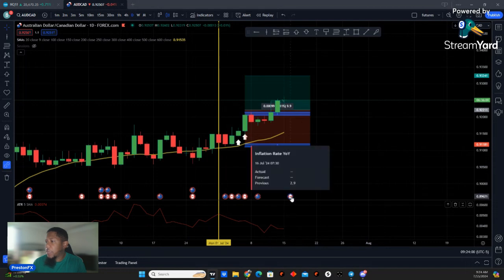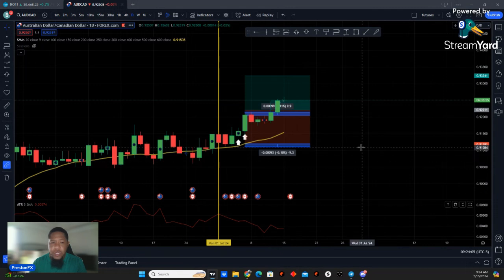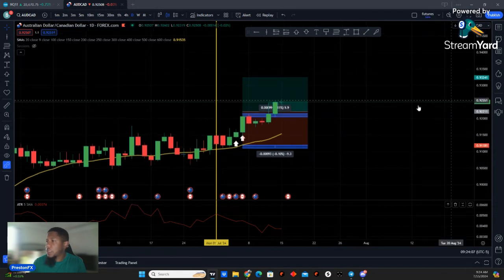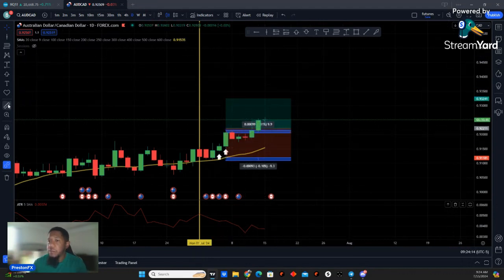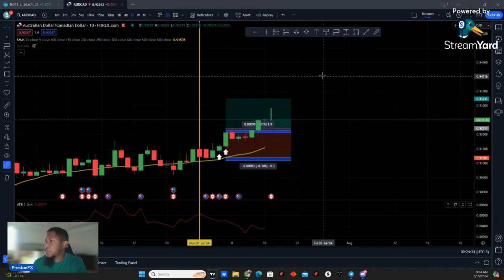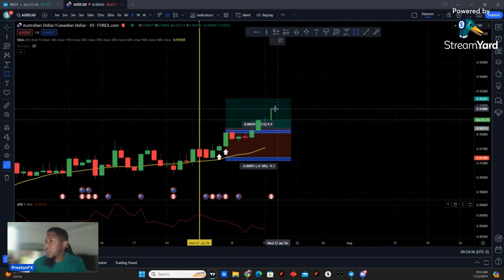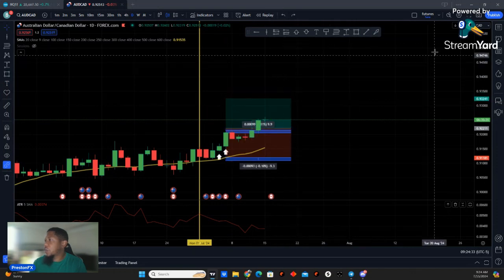There's some big news coming, inflation data on Tuesday, tomorrow. Since all three timeframes are bullish, I'm looking for this news to push it up again for the rest of the week. It might play around, but by the end of the week on Friday, I'm looking for it to hit up here. All right, let's go to the next pair.